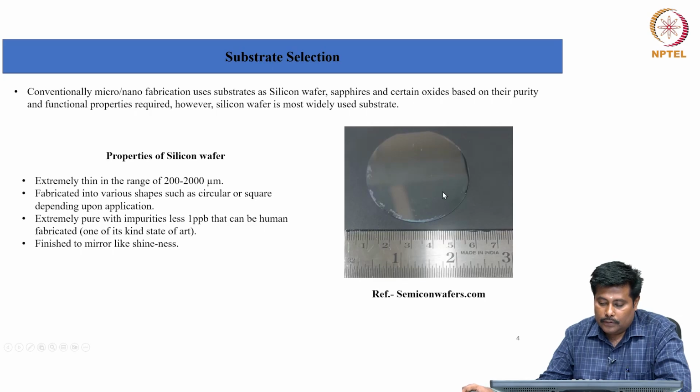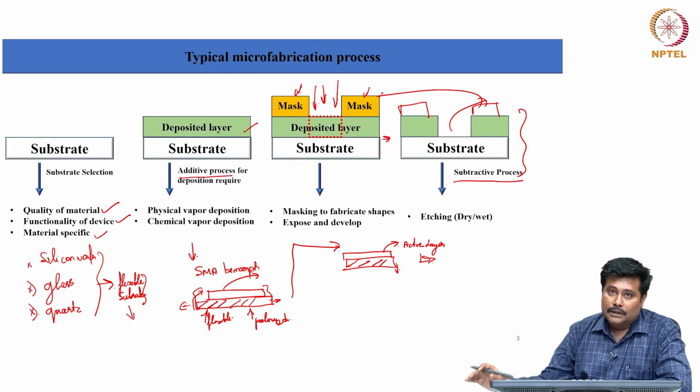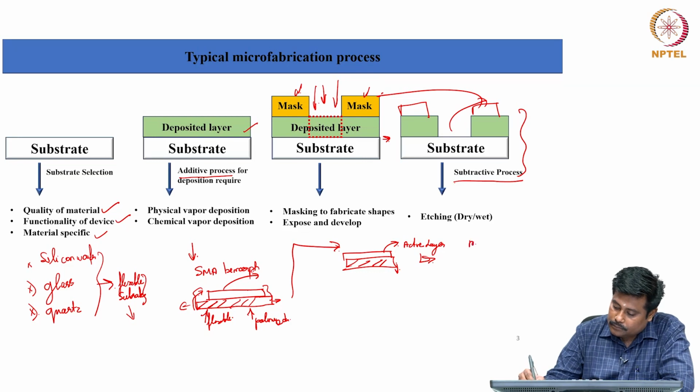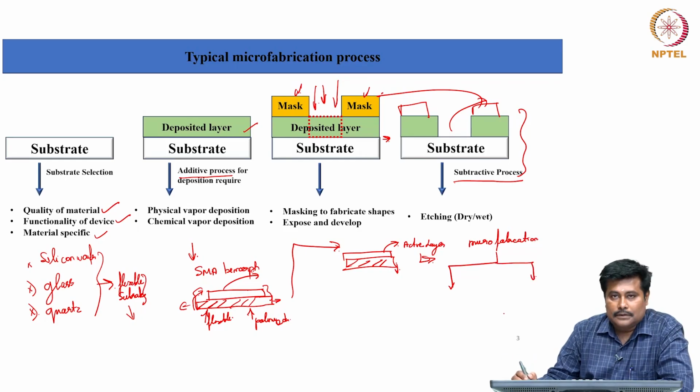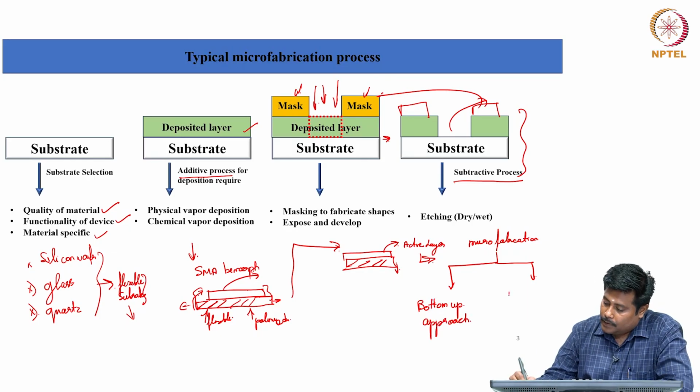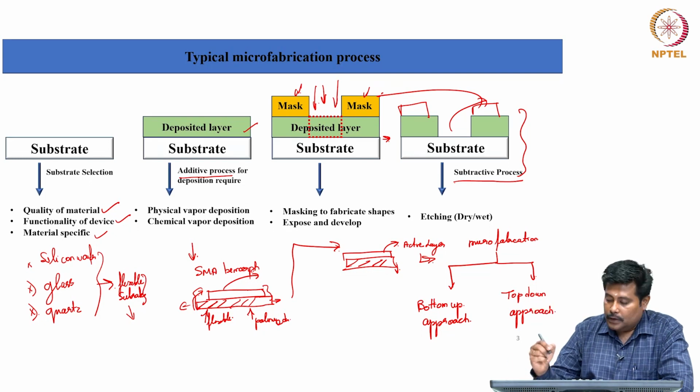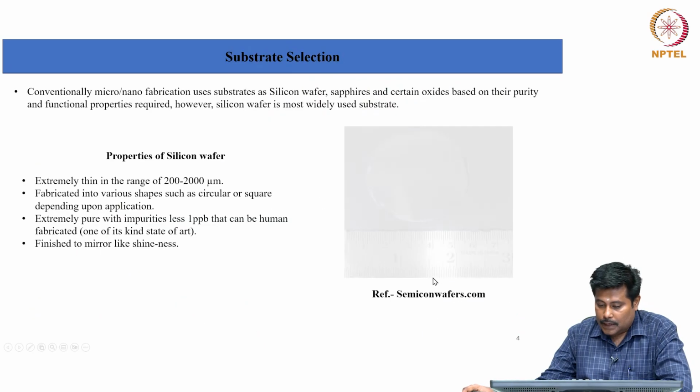So overall, if you look into the microfabrication process, for MEMS or micro robotic applications it can be classified into two: one is called a bottom up approach, the other one we call a top down approach. So what are the bottom up approach and the top down approach?